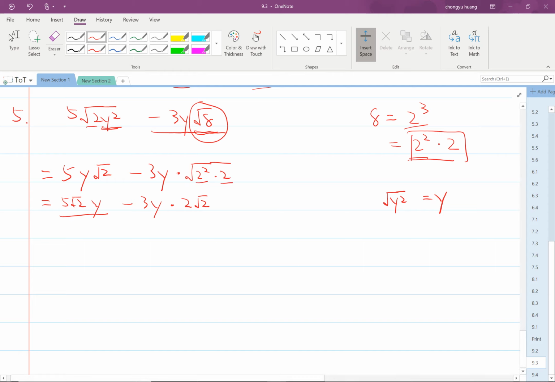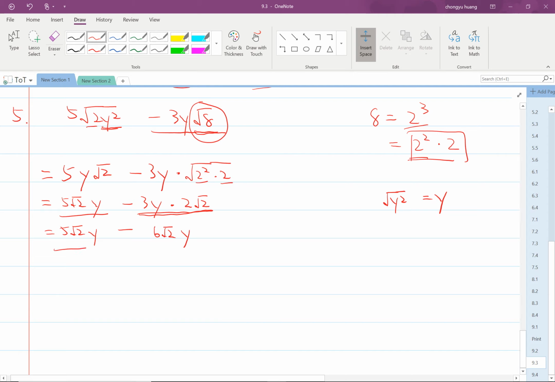Alright, so now we have to multiply them. Over here we have 3y multiplied by 2 square root of 2, which is 6 square root of 2y. Let me check again. We have 3y multiplied by 2 square root of 2, so it is actually 6 square root of 2y.